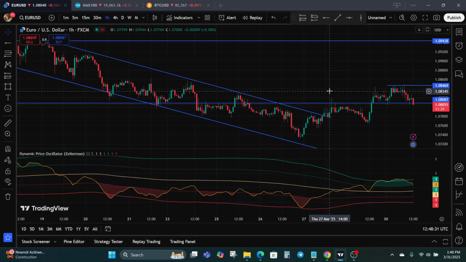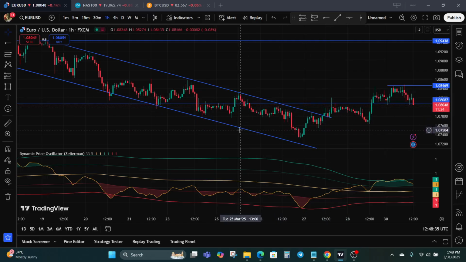If you're looking for a more accurate way to track market conditions, the Dynamic Price Oscillator is worth adding to your trading toolkit.